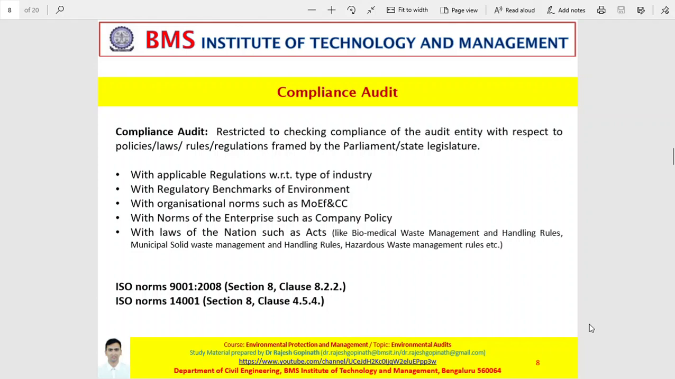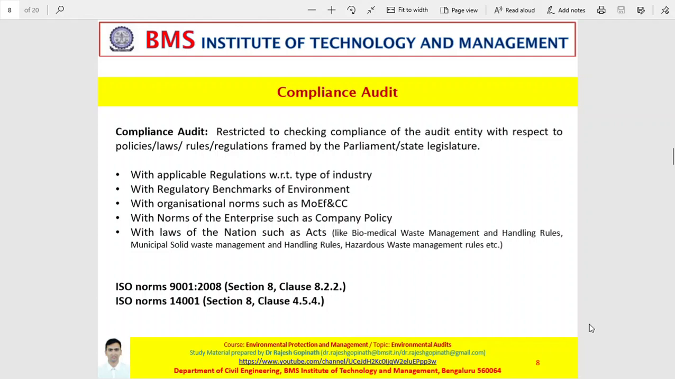Compliance is to check whether whatever pollution is taking place is within the law as per biomedical waste, hazardous waste, or municipal solid waste and so forth. In the context of environmental management system, compliance audit is with respect to section 8 clause 8.2.2 of ISO 9001-2008, and when it comes to ISO 14001, it is again section 8 clause 4.5.4.